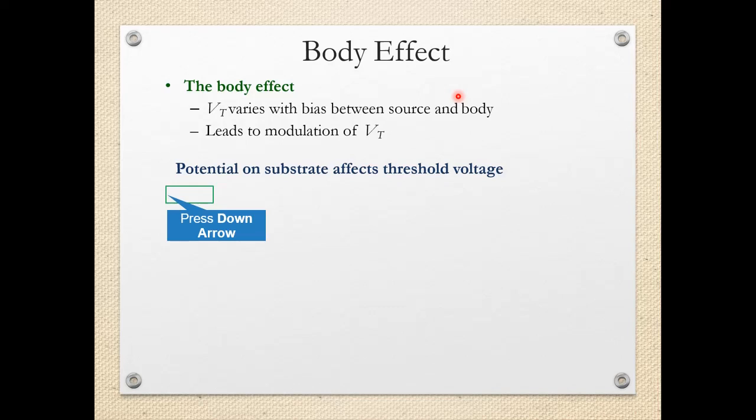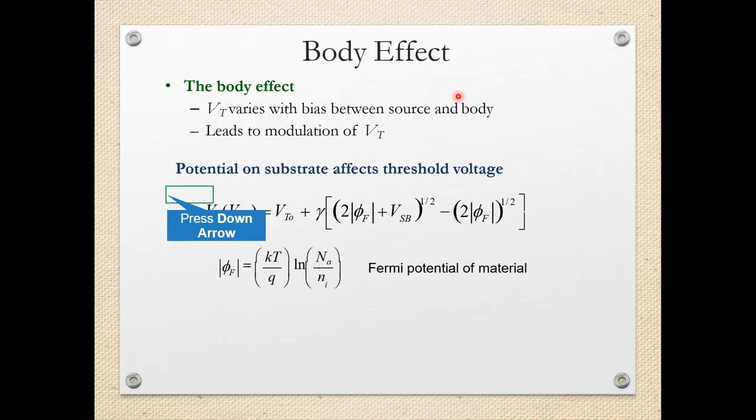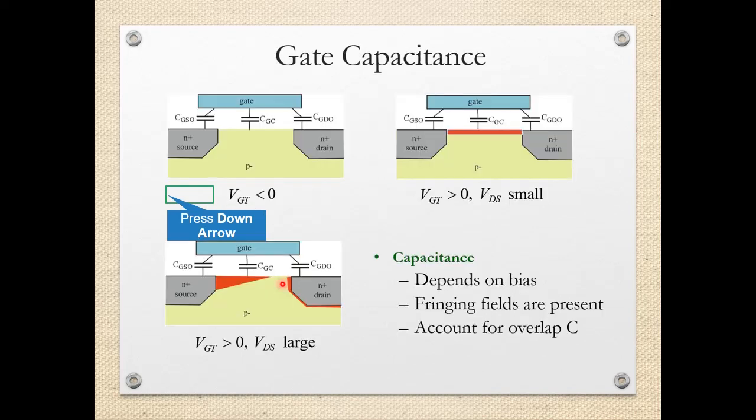So potential on the substrate affects the threshold voltage, and how it is affecting is given by this formula. Now in this formula we can see that the threshold voltage should be actually VT0, but that is added with some values because of the potential on the substrate, and these are the values for Fermi potential and the body bias coefficient.